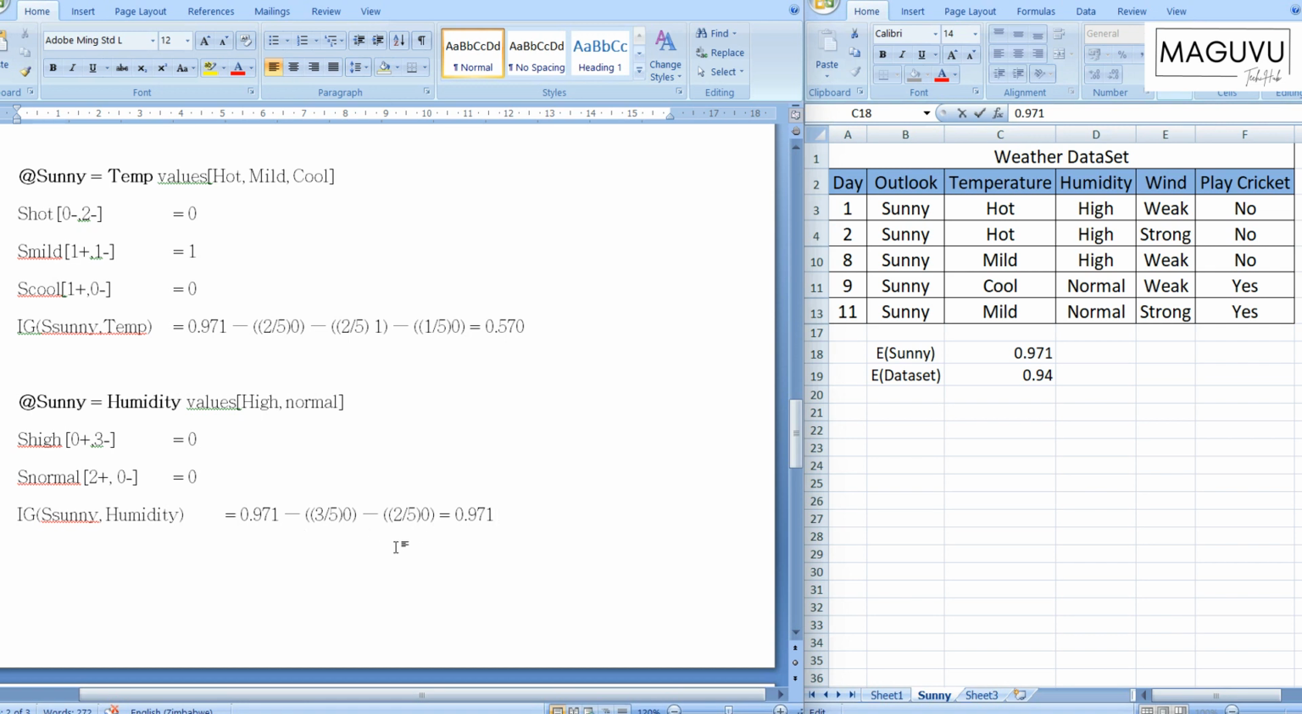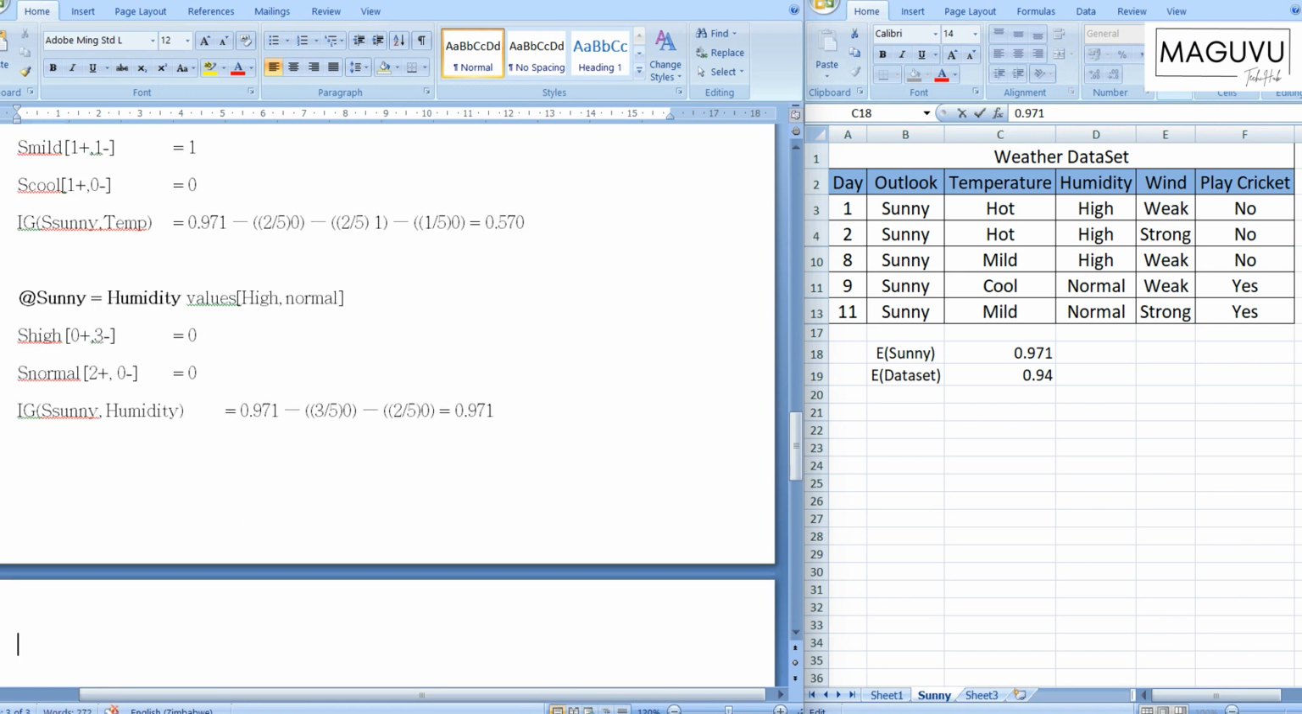We also need to do the same for the last feature, which is wind, while it's at sun. So let's go ahead and say at sun, and we are considering the wind feature. And what are the values of wind?